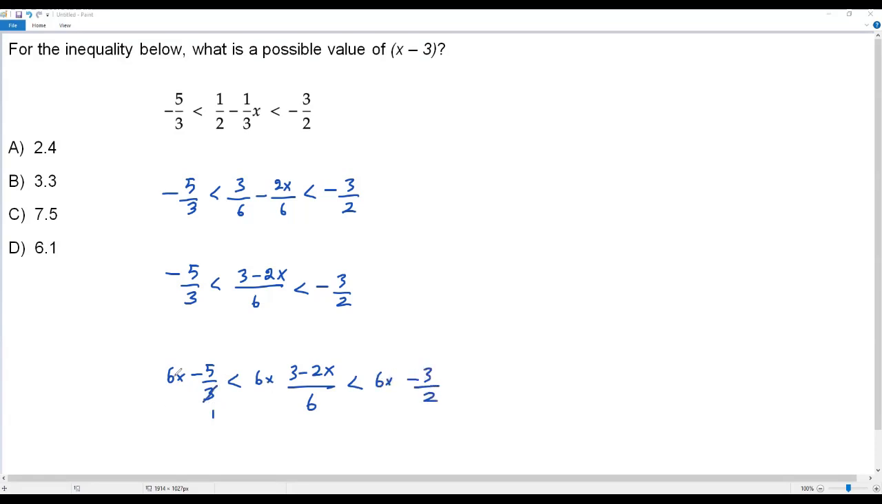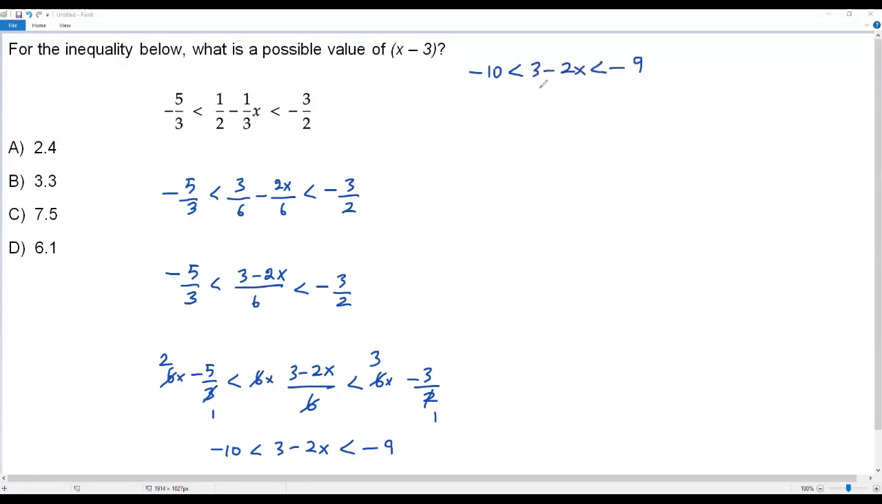So 3 goes into 3 one time, 3 goes into 6 twice. And here 2 goes into 2 one time, 2 goes into 6 thrice, and this 6 will cancel out. 2 times -5 is -10, less than 3 - 2x, less than 3 times -3 is -9. Okay, now let me write the inequality over here. That is -10 less than 3 - 2x less than -9.